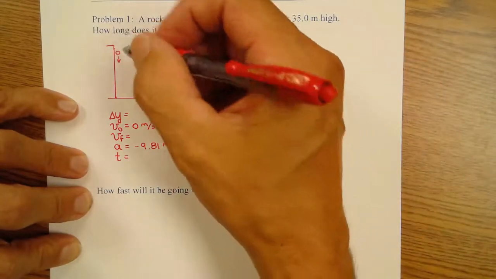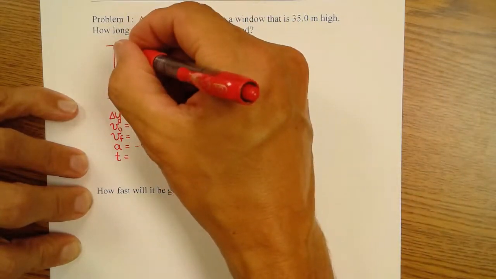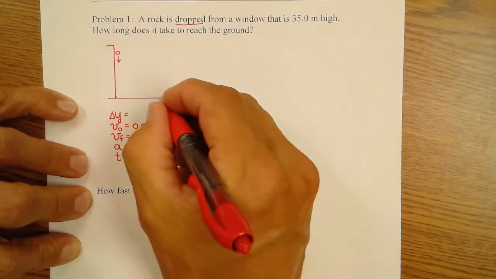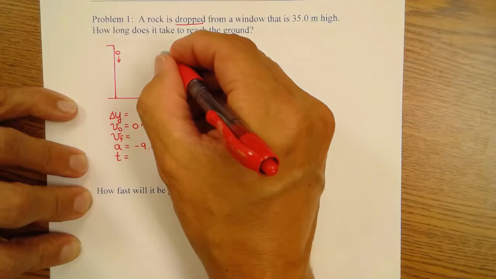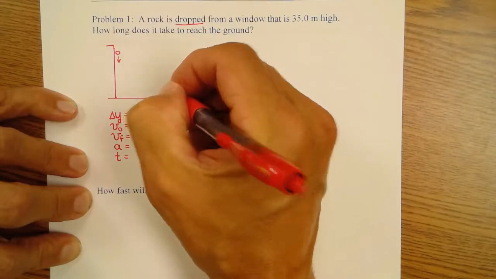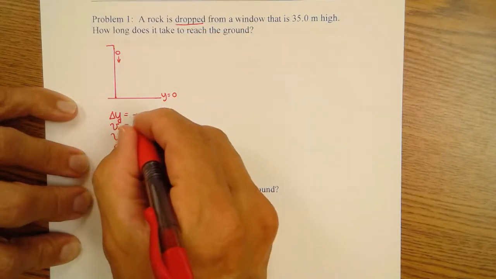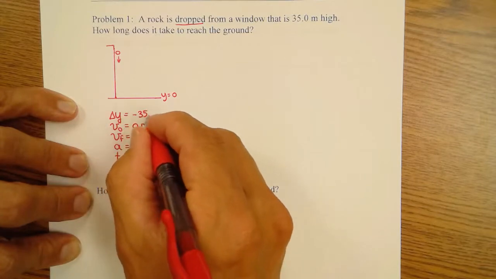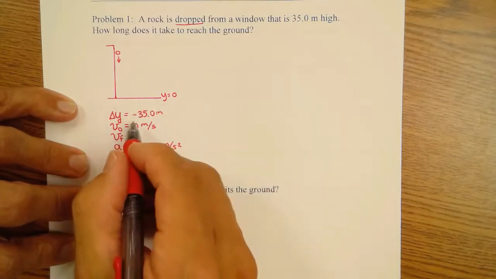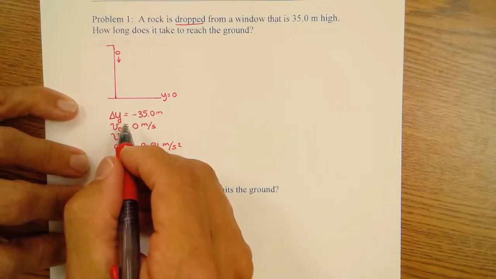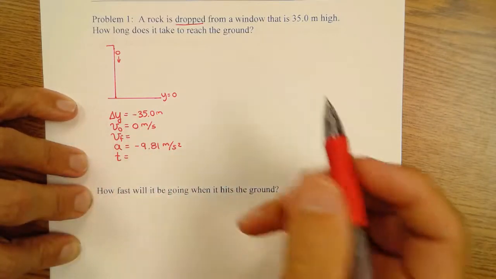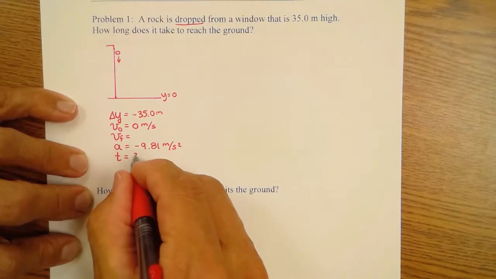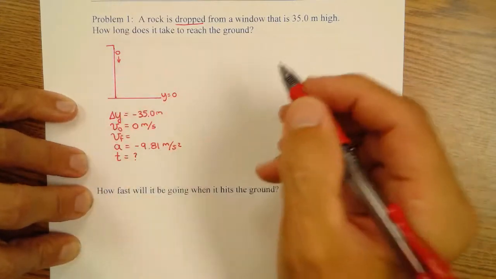The window is 35 meters high, so it starts here and falls to the ground. Generally, we call the ground 0, and so if it starts at 35 meters and it goes to 0, the displacement is negative 35 meters. So it's important that we get that negative there because the rock actually fell downwards 35 meters. And we are asked to find the time. How long is it in the air? How long does it take to fall?